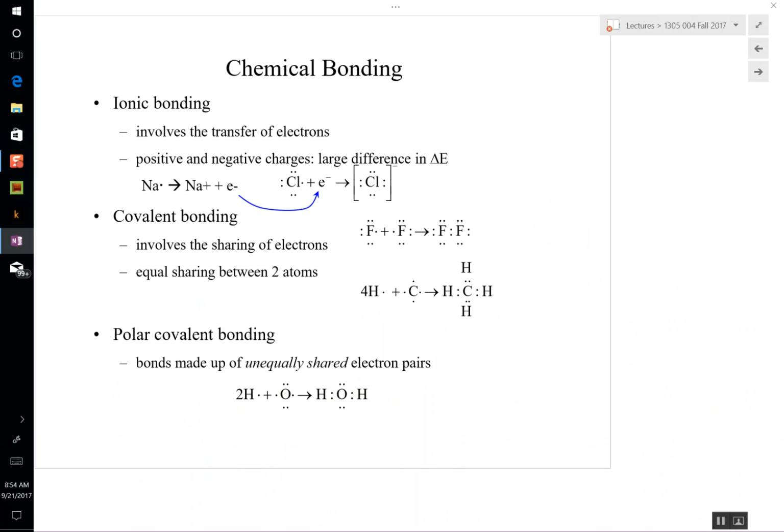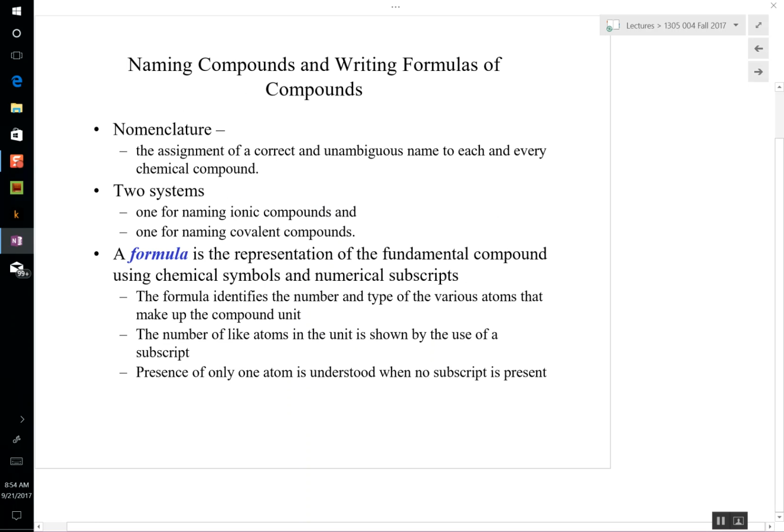All right, so we basically have two major categories: ionic, covalent. Within covalent, we have just regular covalent and polar covalent. Still sharing electrons, but there's equal sharing, unequal sharing. All right, so now let's start figuring out how to put some names together.